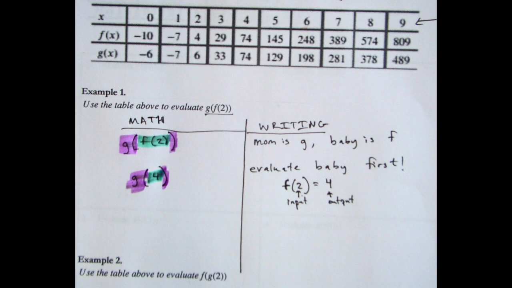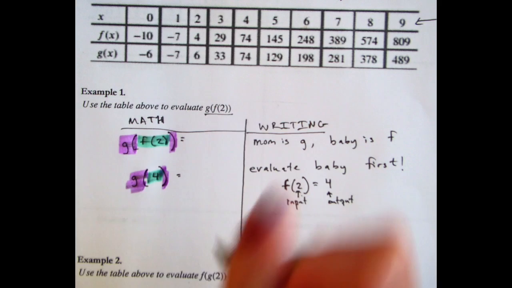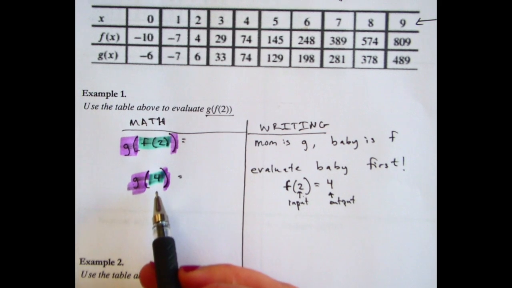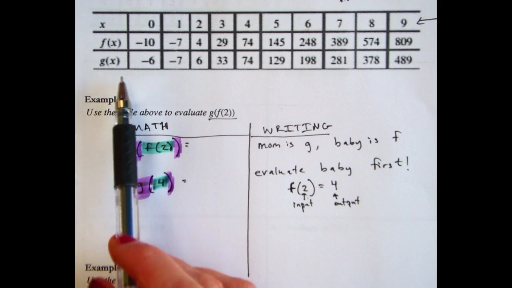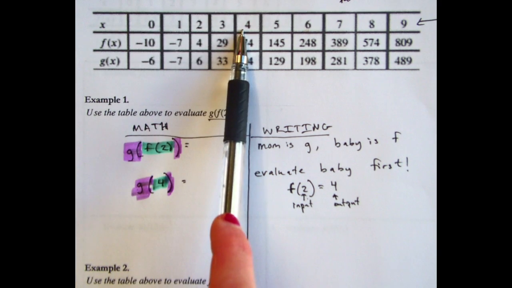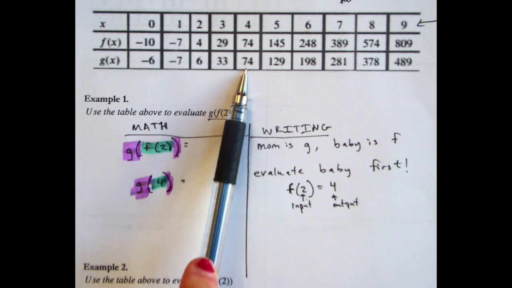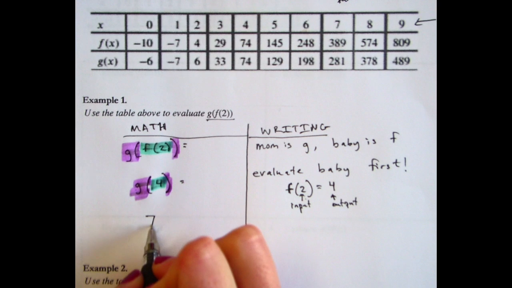So I went from this complicated thing to just g of 4, which what I'm going to do is go into my table, see where x is equal to 4, because now my input is 4, and when the input is 4, the output is, for g, 74. And that would be my final answer.